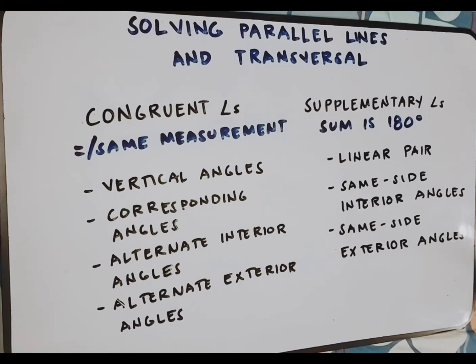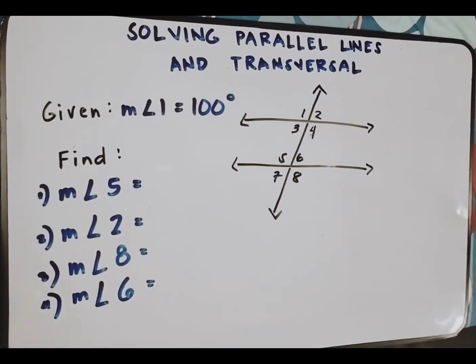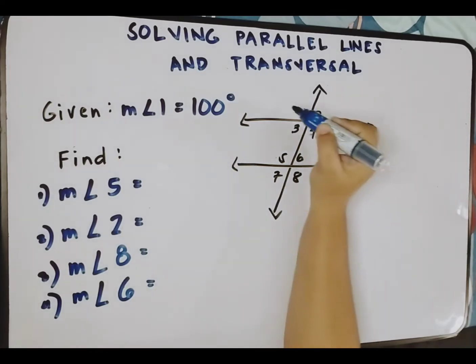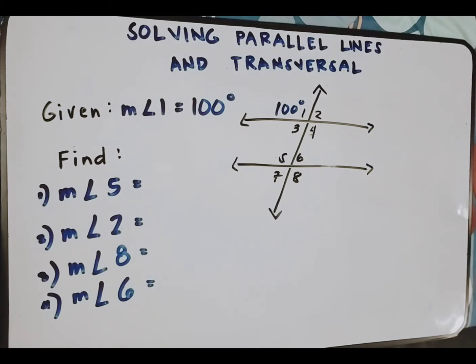So, let's say, angle pair, pag pinag-add mo yung dalawang angle na yon, the sum should be 180 degrees. Okay, so we have this parallel lines and transversal, and given that the measurement of angle 1 is equal to 100 degrees. So, this is angle 1, 100 degrees. And we're going to find the measurements of angle 5, angle 2, angle 8, and angle 6. So, let's start with angle 5.